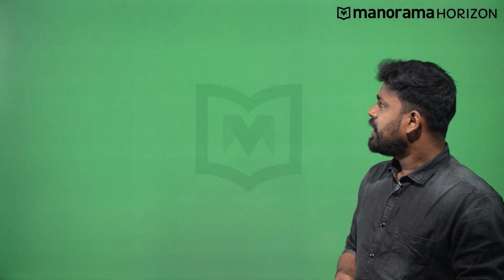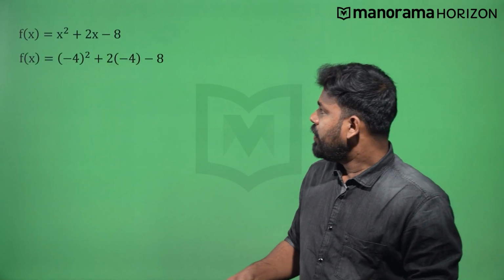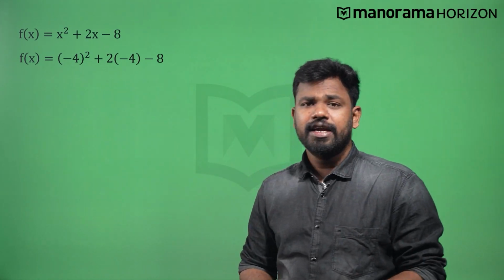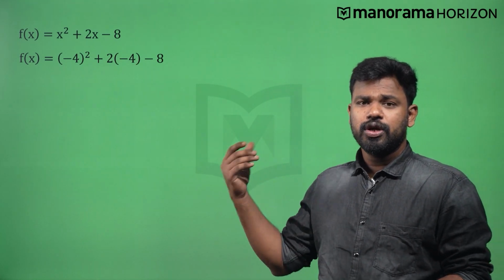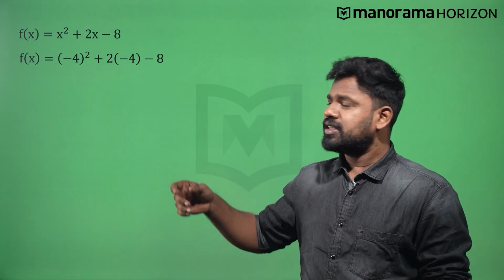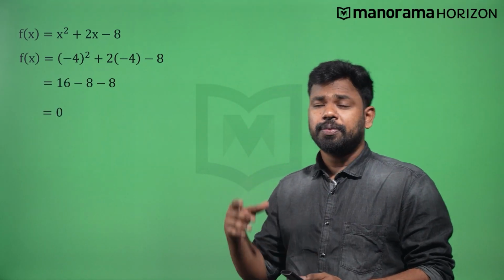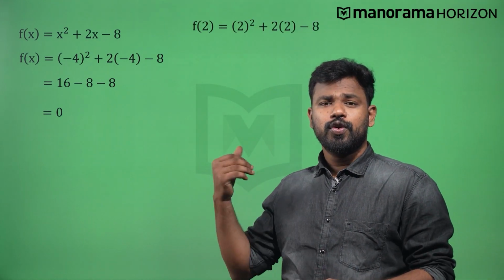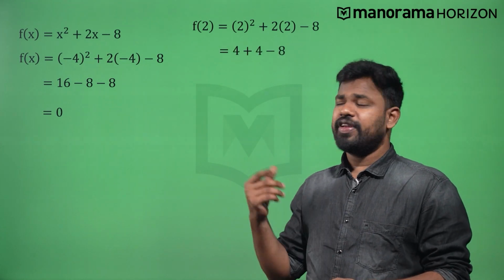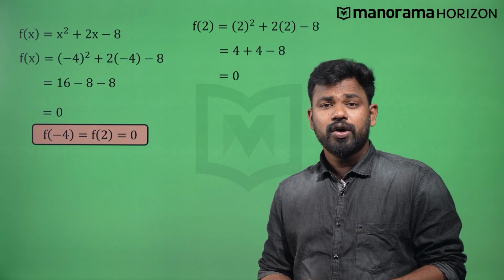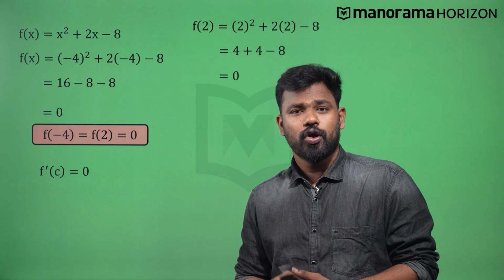We have f of x is equal to x square plus 2x minus 8. So when I put f of minus 4, I get minus 4 square plus 2 into minus 4 minus 8. Substituting all the values, you get 16 minus 8 minus 8, that is equal to 0. To find f of 2, substitute x is equal to 2 and you get f of 2 is equal to 2 square plus 2 into 2 minus 8, that is 4 plus 4 minus 8, and we get 0. Now according to the theorem, f dash c is equal to 0 for some value within (-4, 2).